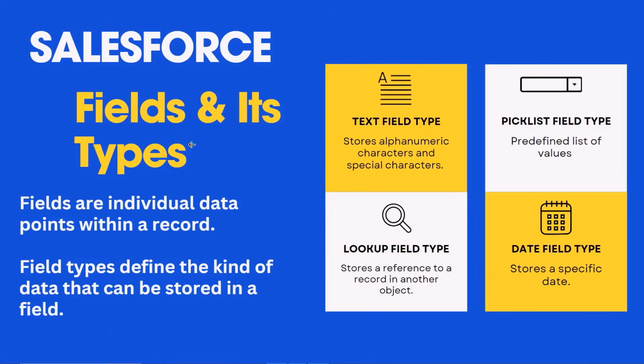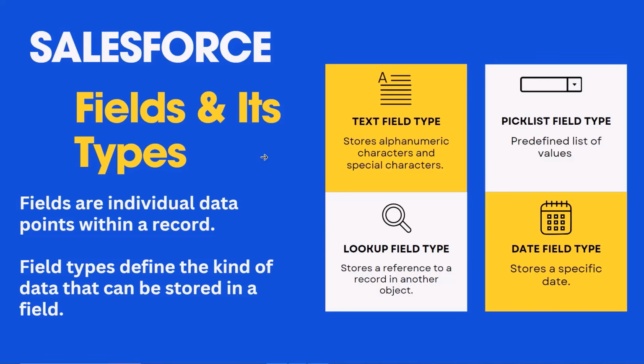Now, let's first understand what we mean by a field and its type. Fields are individual data points within a record, and field types in Salesforce define the kind of data that can be stored in that particular field in a Salesforce object. So, we have two objects. Now, one by one, in each of the objects, we will create the fields as per our requirement. So, now my first requirement is the creation of a text field in the employee object.